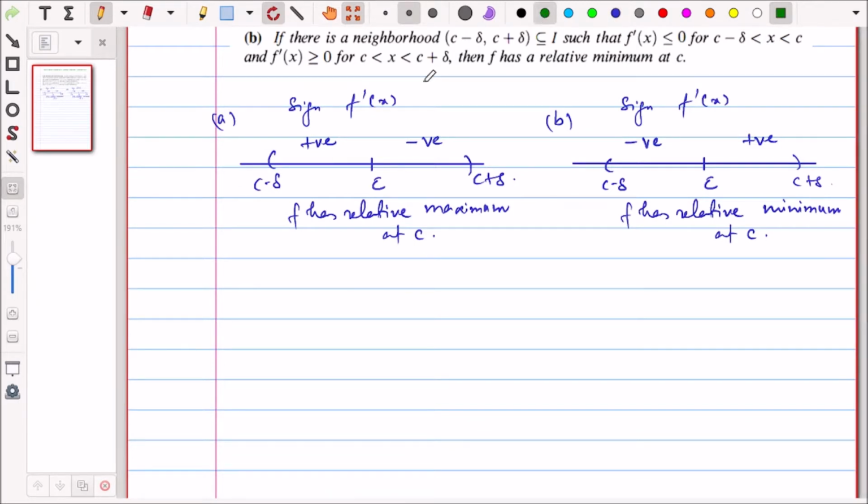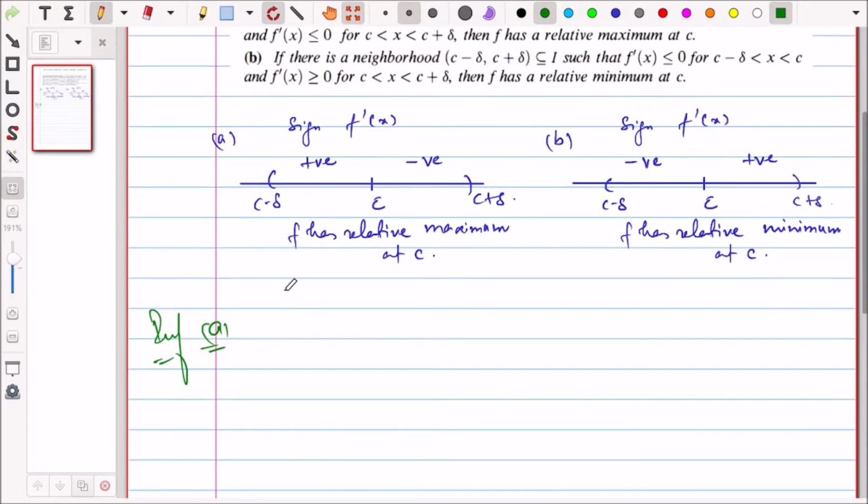So now we are going to prove this using our mean value theorem. So we are going to prove part A, and part B can be proved on similar lines. Okay, so the proof of part B is on similar lines, so we just need to prove part A. So we have to show that the function has a relative maximum at C. So to show the function has a relative maximum at x equal to C, what will we have to show?